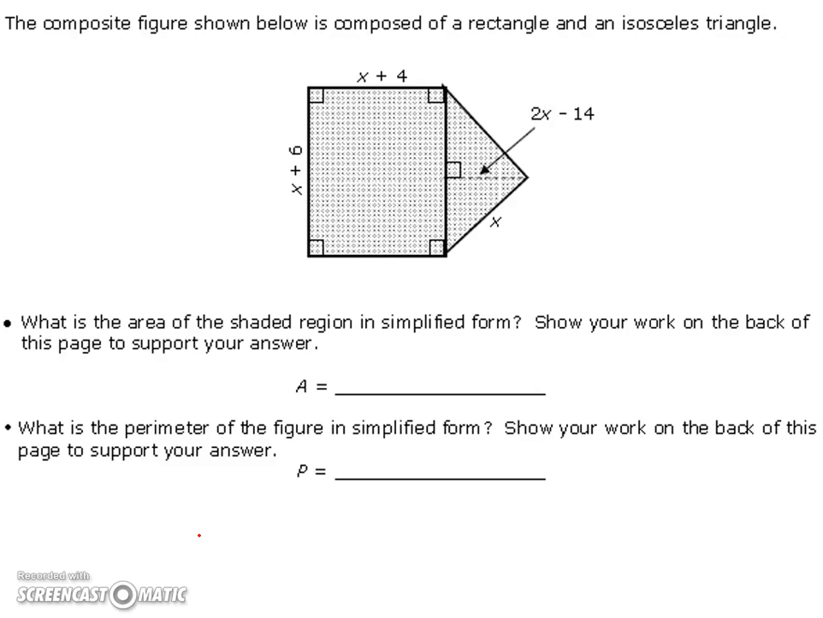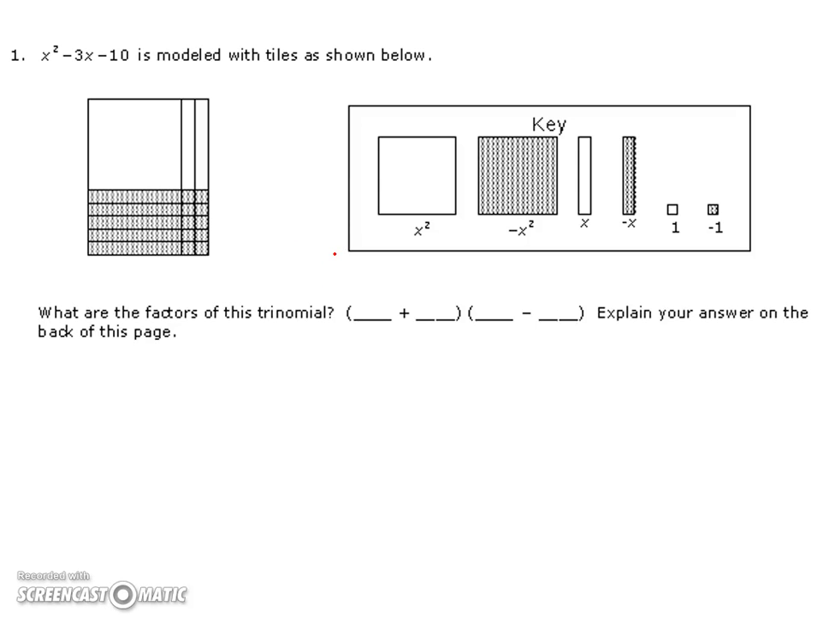Welcome to part 2 of TEK A.4A. If you recall, in part 1 we had just finished solving this problem here, find the area and the perimeter of this composite figure. So now we're going to move on to this following example.